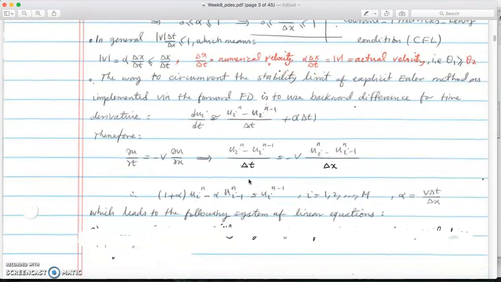So in the next video, part 3 of this partial differential equation solution using numerical techniques, we're going to look at the stability analysis of backward Euler in time and forward Euler in space. So stay tuned, and thanks for watching.